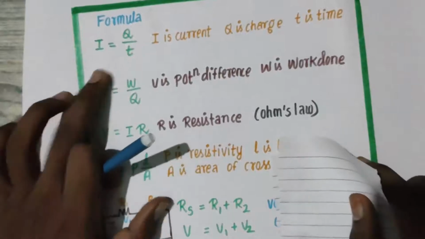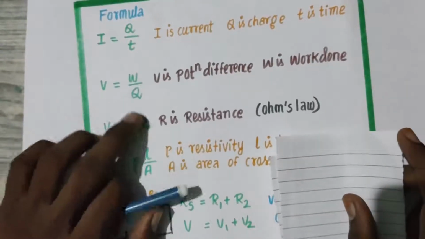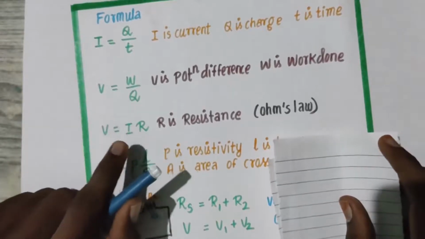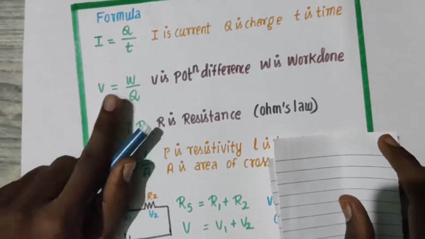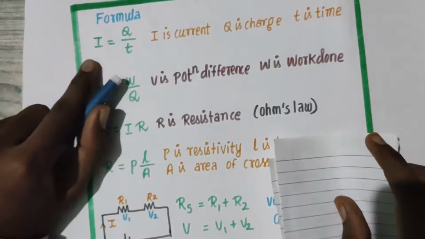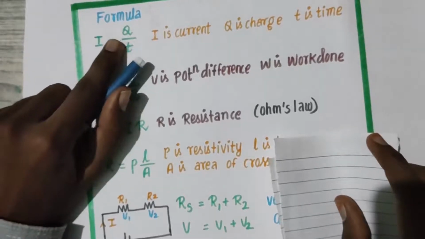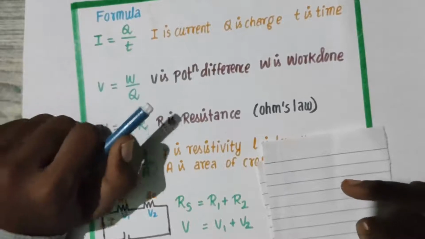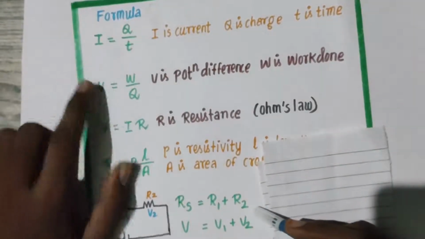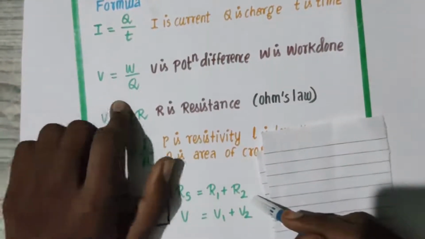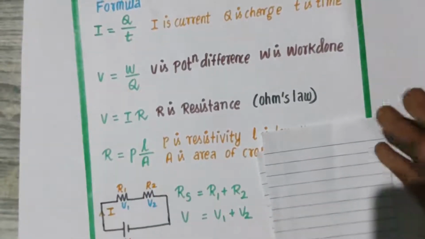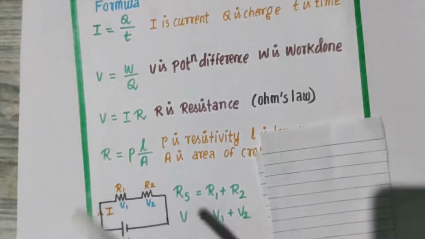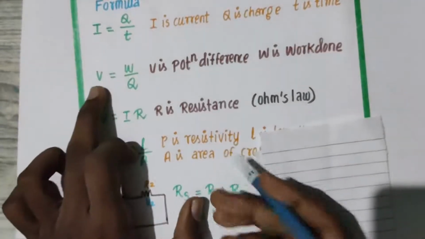Then V is equal to W by Q. எதுக்கான formula? Potential difference formula. Potential difference is nothing but work done per unit charge. Current is amount of charge that flows across any cross sectional area of the conductor per unit time. So I is equal to Q by T. V is equal to W by Q. W is work done to move that charge from one point to another point. Q is the amount of charge and V is the potential difference.